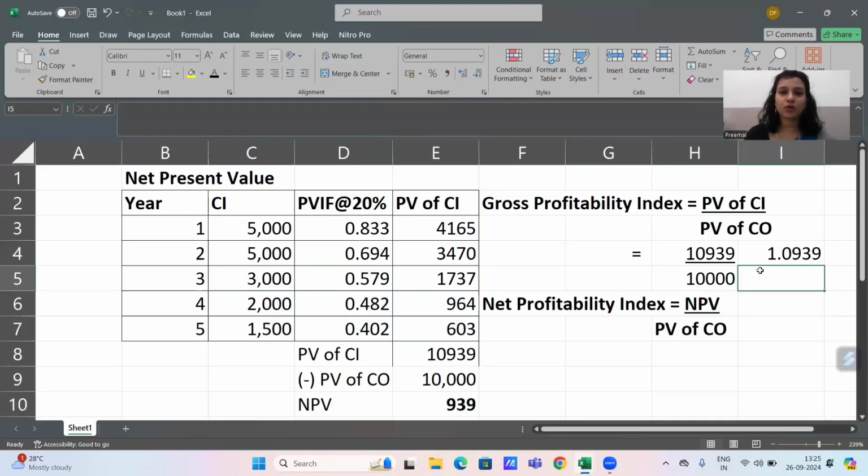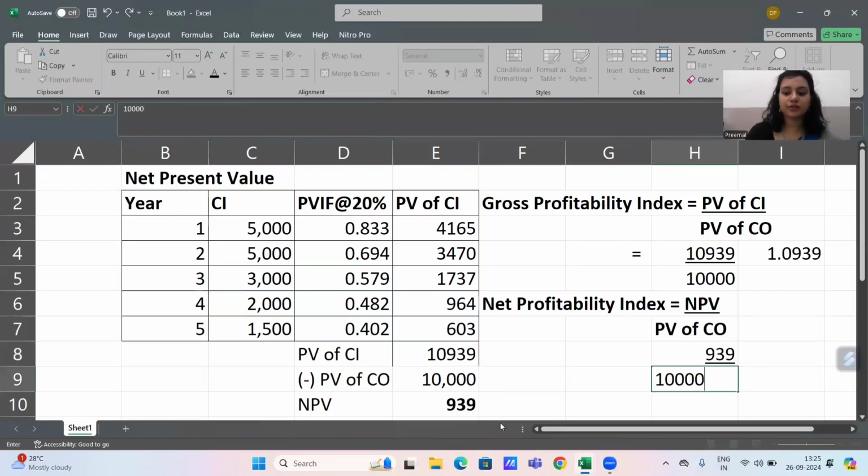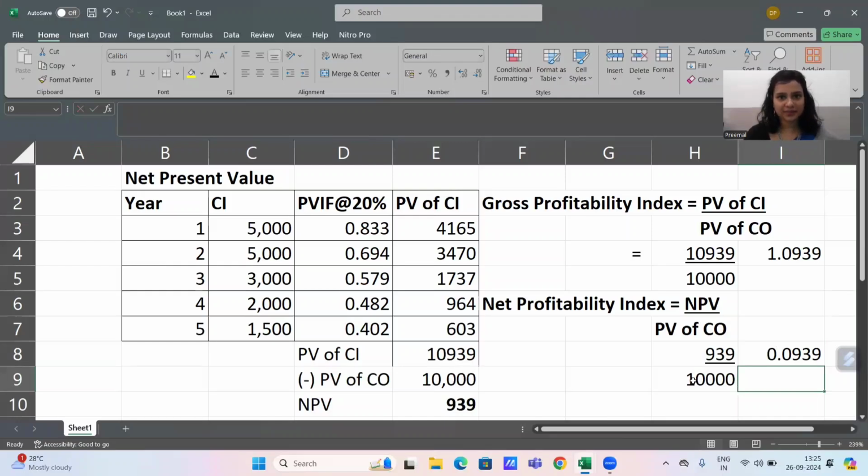What about net profitability index? Net profitability index is NPV divided by present value of cash outflow. Here, the NPV was already calculated, which is 939, divided by the present value of cash outflow or the initial investment. So this will give us a net profitability index of 0.09.